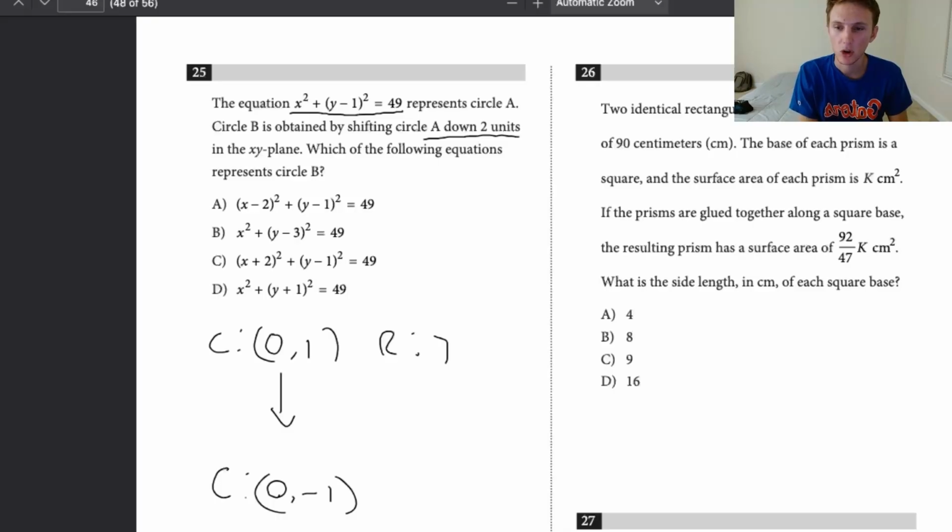But anyways, now the new one needs to have a center of (0, -1). So that's just going to be D. So make sure you know how to look at this and then see how I got D. Okay, these questions are really easy, but you really just got to know the equation of a circle.